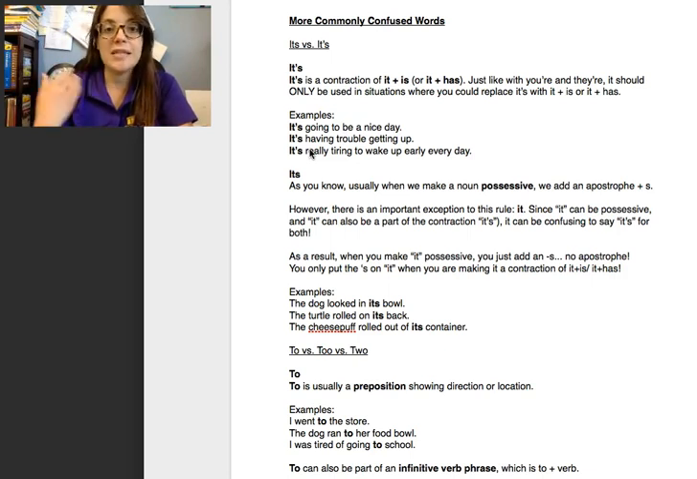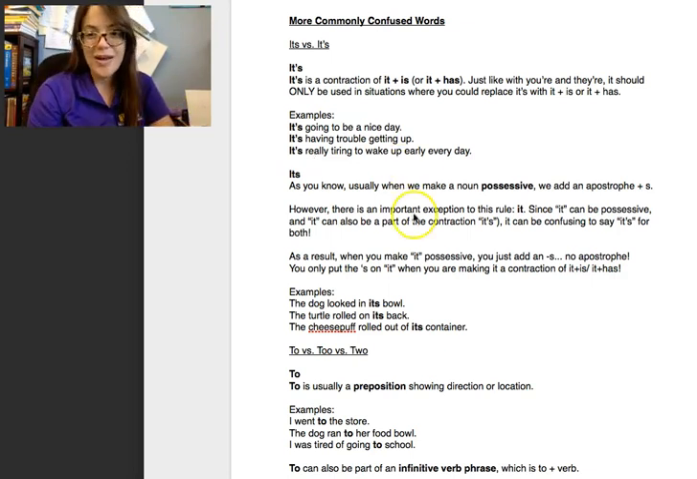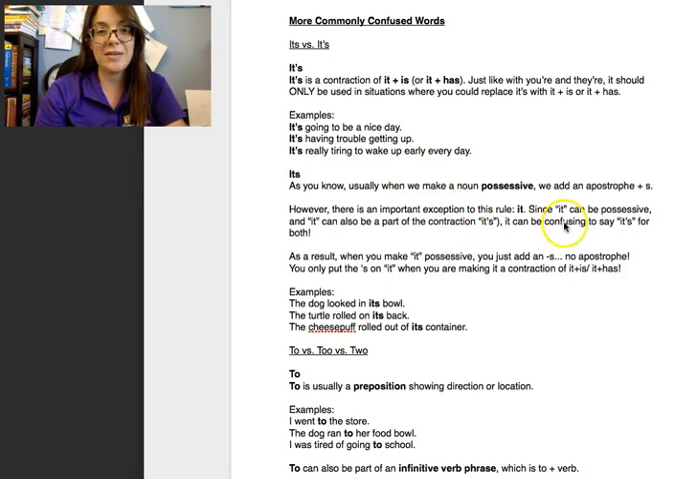All right, now let's look at its, without the apostrophe. Now this one is a possessive pronoun, just like your or their. Now, as you know, usually when we make a noun possessive, we add an apostrophe s. So that's why this can get really confusing for people. Its is the exception to this rule.